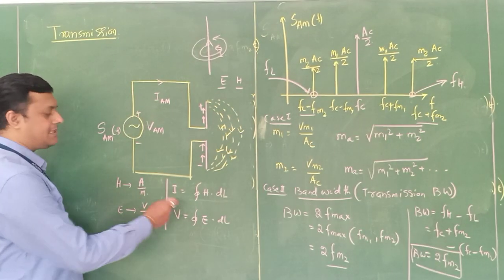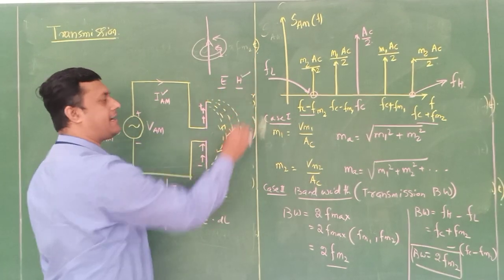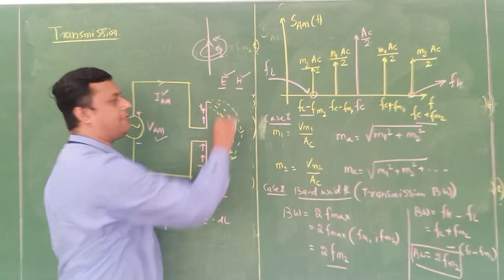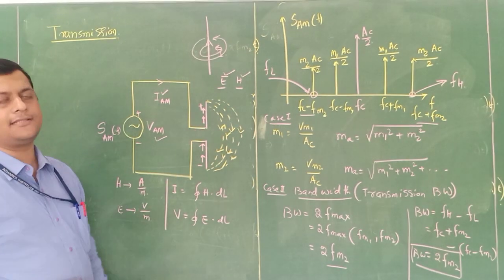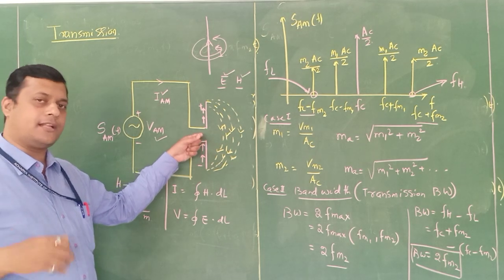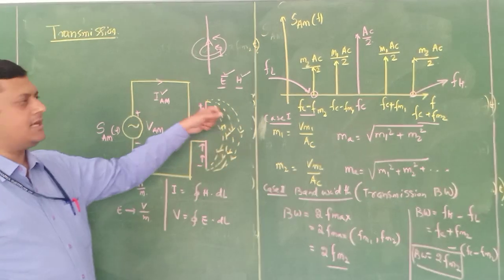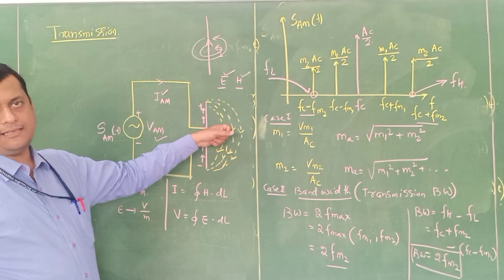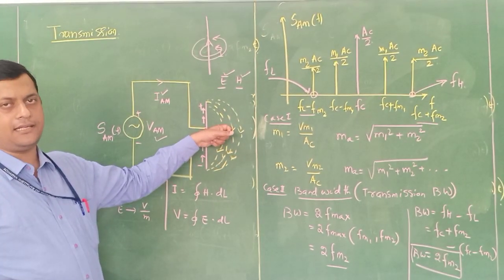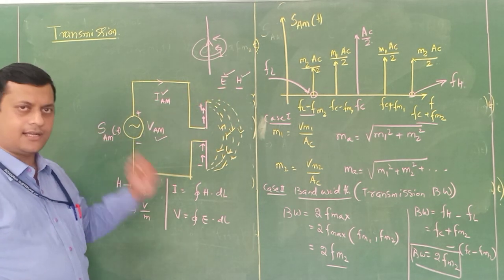So with the help of this relation, this I suffix AM is converted into this magnetic field, V suffix AM is converted into this electric field with the help of this energized element that is called antenna. It can be used for transmitting purpose as well as reception purpose. If I am transmitting, I am transmitting the AM signal and that signal is converted into the EM waves. Similarly, when I am receiving the signal, it is in the form of an EM wave. EM wave is converted into potential and current.